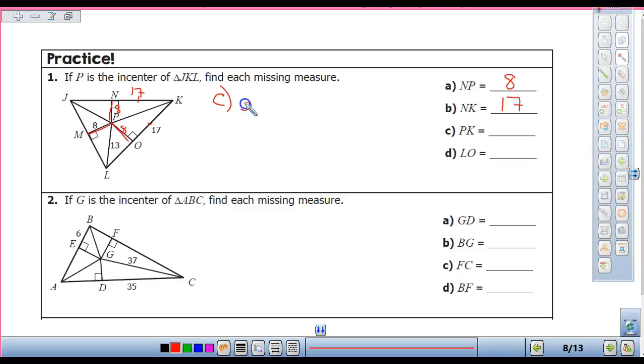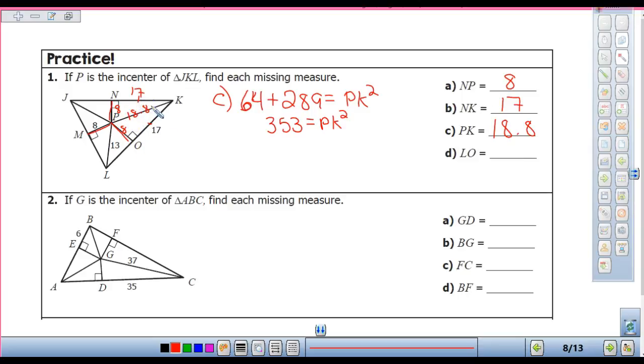So what do I have? 64 plus 17 squared, 289, equals PK squared. So I add those together, I get 353 equals PK squared. So PK is 18.8.